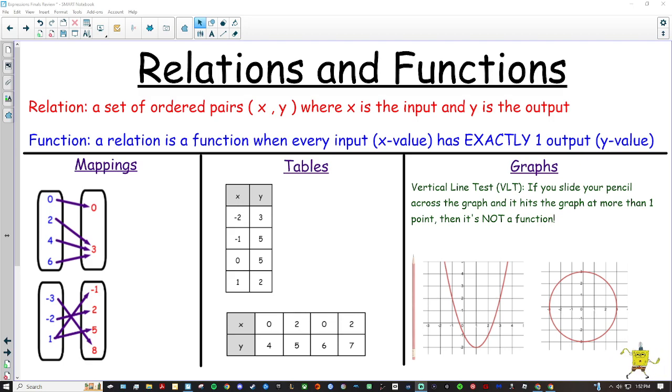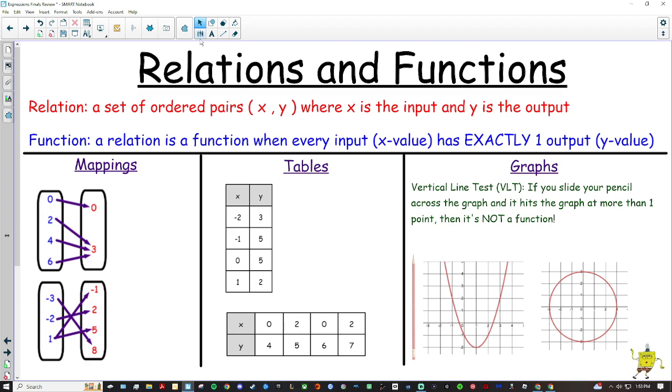A good way to remember this is it is going to be a function as long as you don't have any x values that are exactly the same. All of your x values have to be different. You cannot have repeating x values. Y values, you could have as many repeaters as you want, but x values, only one of a kind. So let's look at the three different formats. We have mappings, we have tables, and we have graphs. We need to be able to tell if mappings are functions, if a table is a function, and if a graph is a function. So let's do a brief overview.